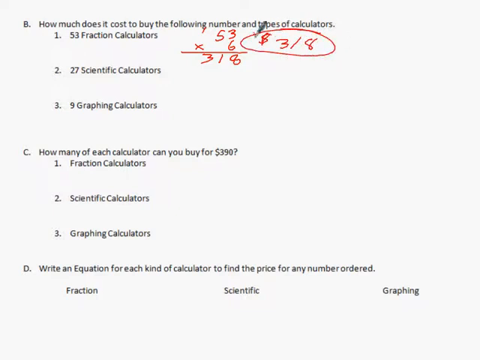Easy enough. Scientific calculators are $16 each, so 27 times 16. 6 times 7 is 42. Carry the 4. 6 times 2 is 12, plus 4 is 16. 1 times 7 is 7. 1 times 2 is 2. Add up our answers. We get 2, 3, carry the 1, 432.